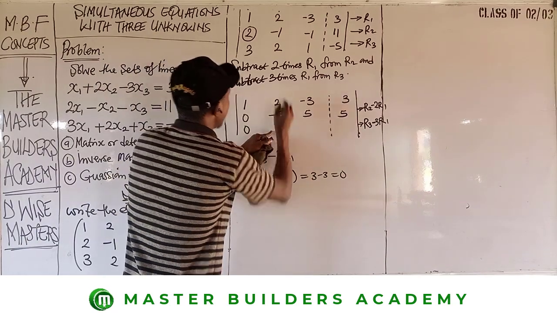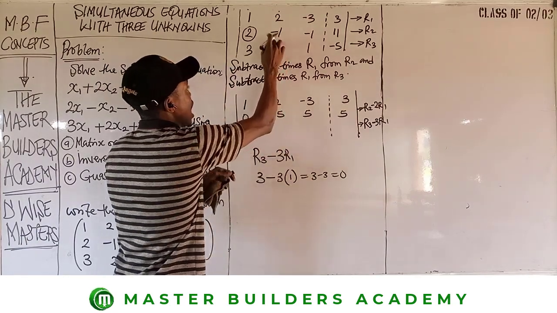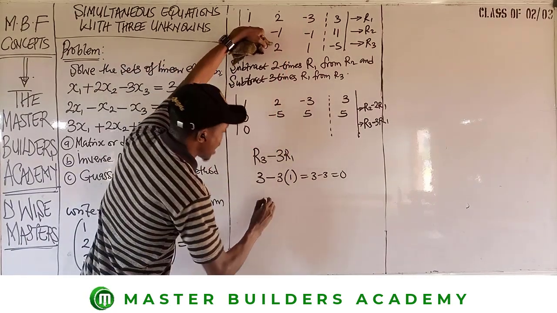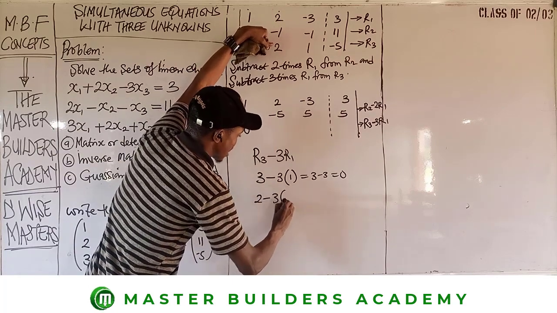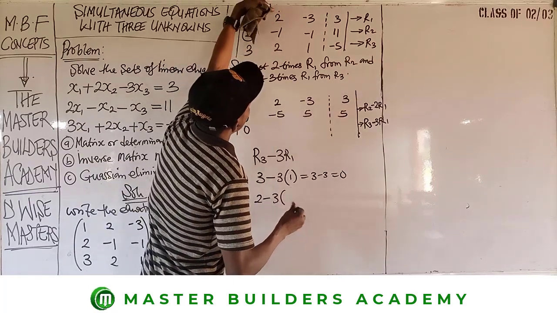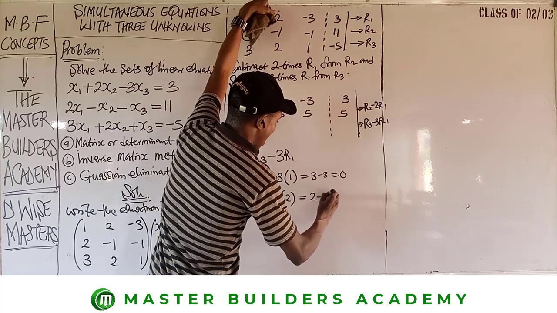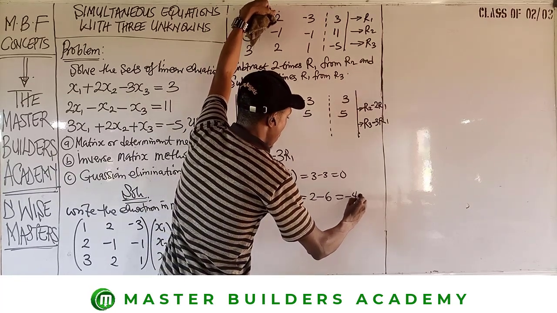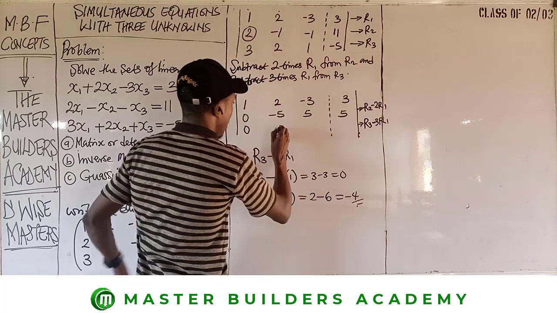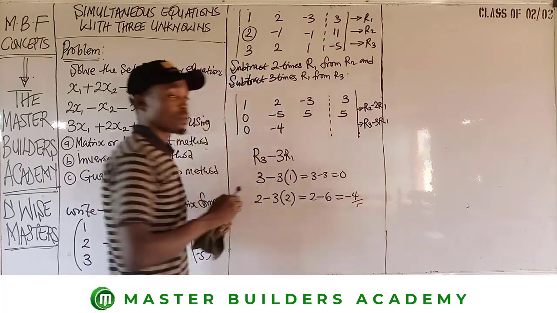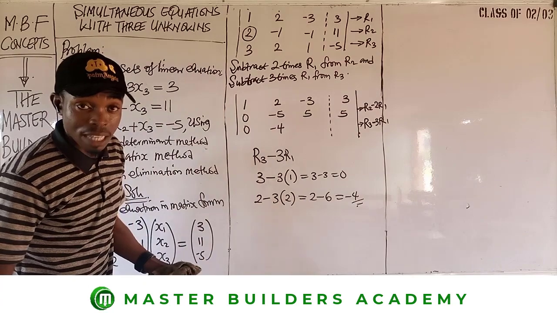So now we want to get the new value in this position. How do we get this? The correct value there is 2 minus 3 times row 1. So the equivalent value in row 1 there is 2. And then we have 2 minus 6, and this will give us minus 4. We have this guy here as minus 4. It's as simple as this.